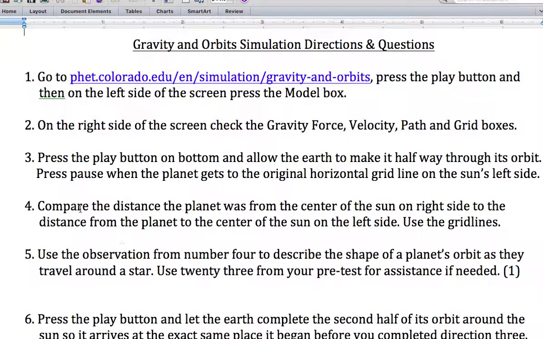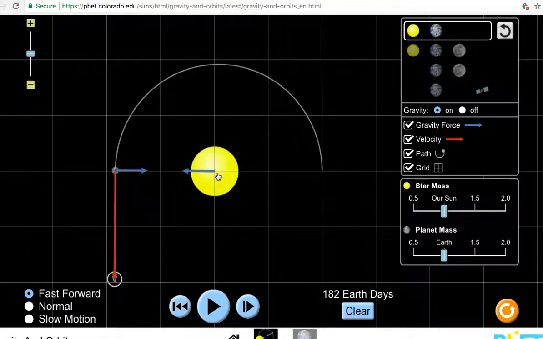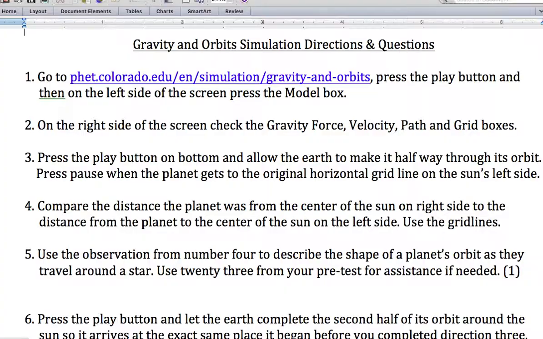So what we want to do now is compare the distance the planet was from the center on the right side to the distance from the center on the left side and use the grid lines. So when we look at this distance, here it goes 1, 2 total boxes from where it started to the center. And over here we have 1, almost 2 total boxes. So that means that this isn't quite a semicircle and this total orbit isn't circular. It's a little bit different.